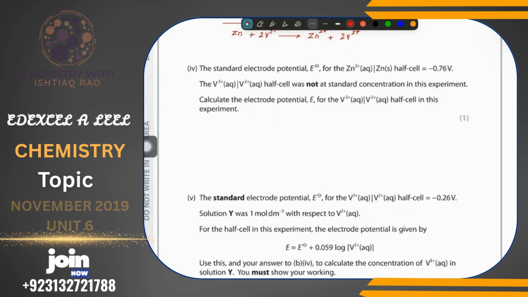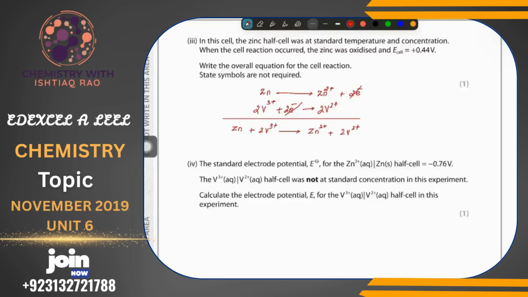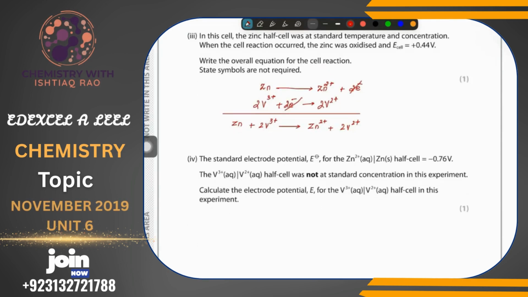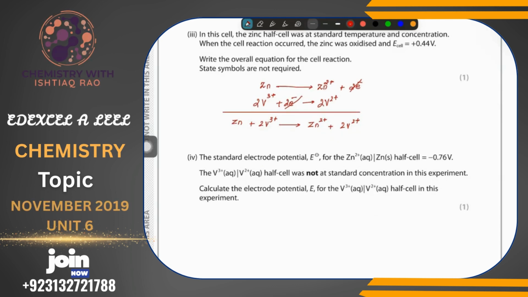The standard electrode potential for the zinc 2 plus and zinc half cell is minus 0.76. Calculate the electrode potential for the V3 plus and V2 plus half cell in this experiment. The one they have given to you is 0.44, positive, right?